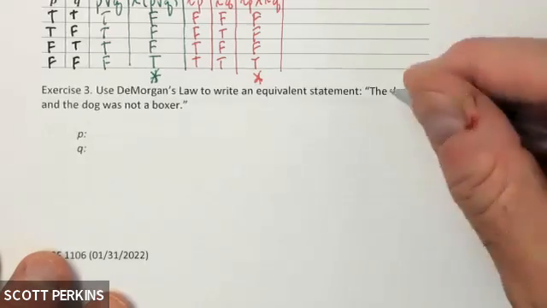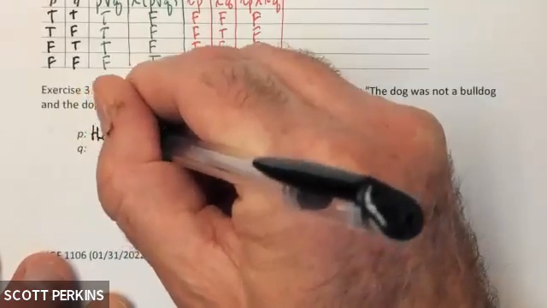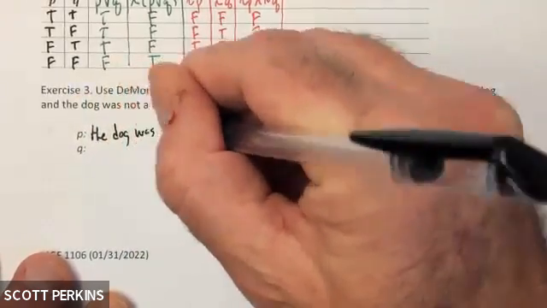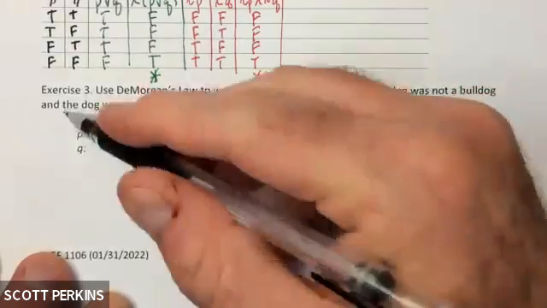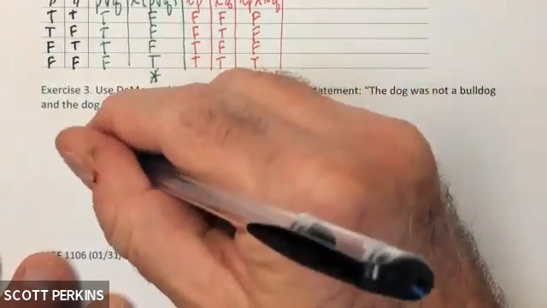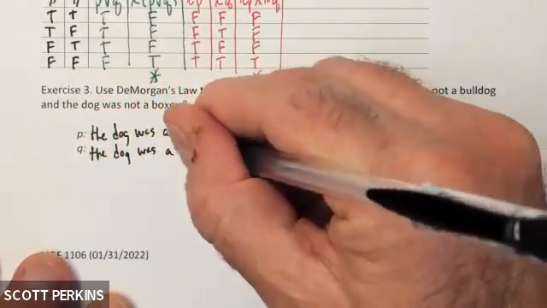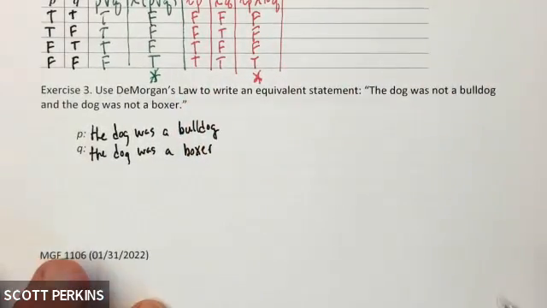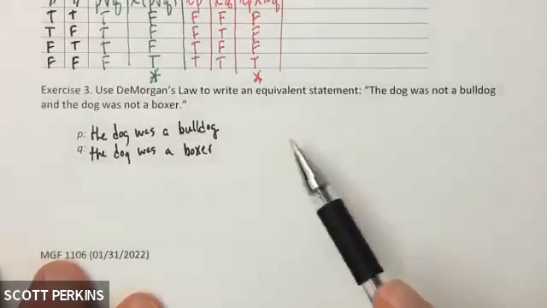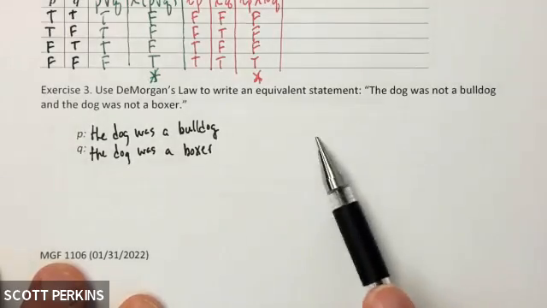Okay, so starts off, the dog was not a bulldog. So statement P, the dog was a bulldog. And the dog was not a boxer. So statement Q is the dog was a boxer. So next thing, I'm going to give you 25 seconds. I want you to write this statement that was in words. I want you to write it in symbols right here, right next door.